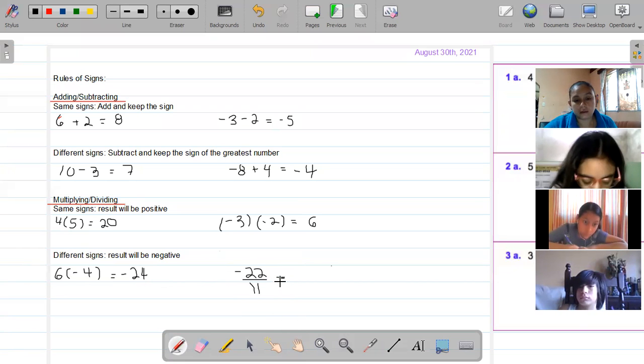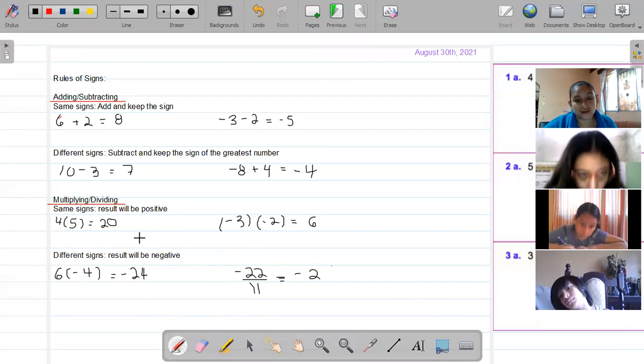Same thing. We got different signs. The 22 is negative, the 11 is positive. Negative times positive will be negative because they have different signs. Okay, so that will be negative 22 divided by 11. 2. Negative 2. Correct.